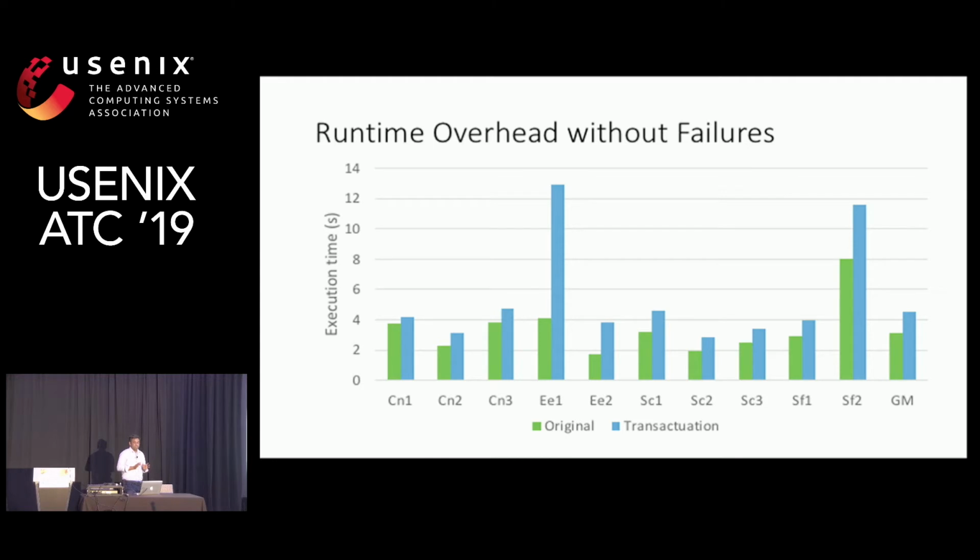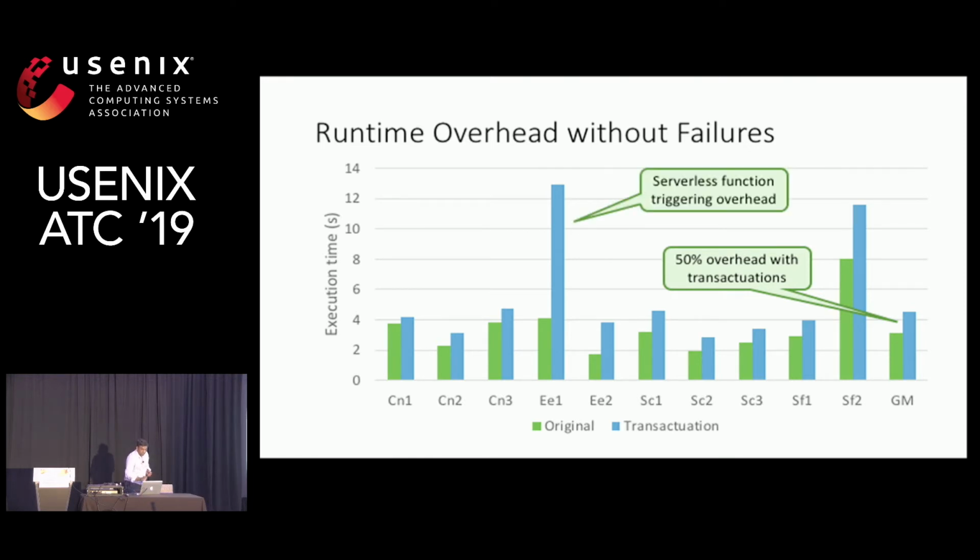Let's look at the runtime overhead without failures in the system. So, transactuations overall incur an overhead of 50% over the unmodified, that is, the original application without the necessary guarantees. Overall, there is a modest overhead incurred by transactuation across all the apps. But again, in certain applications, the overhead is quite high, as you can see in EE1 in this case. And this is again because of the serverless function triggering overhead. Basically, the database update triggering the serverless function has some overhead. There is an overhead breakdown in the paper for our evaluation, and there is thorough experimentation with failures as well. So please refer to the paper if you are interested in the overhead breakdown.